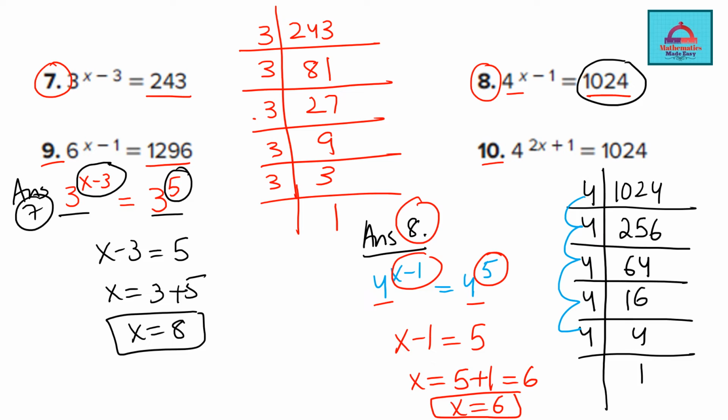That's how you solve. So do the prime factorization of 1296, and get your answer for question 9. For question 10, the same prime factorization is going to work for you. So you will be getting 4 to the power 2x plus 1 is equal to 4 to the power 5. That means you will just equate 2x plus 1 equal to 5 and get your x for question 10.